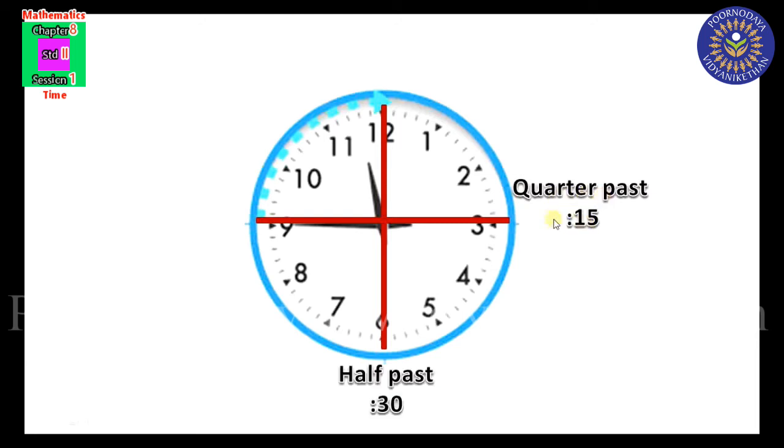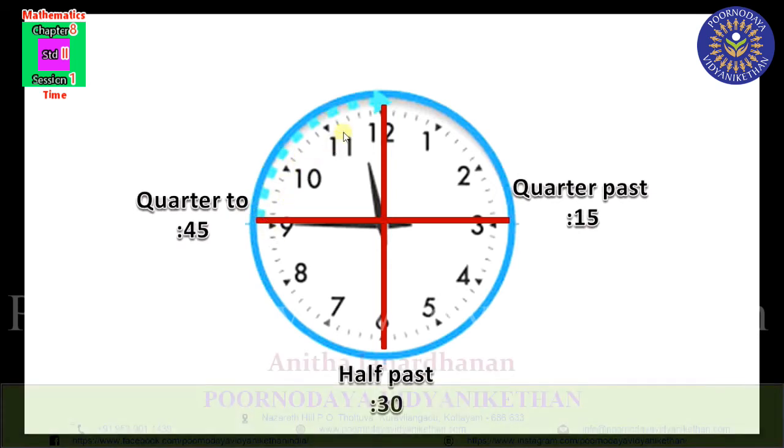Then the first half. 6 into 5, 30 minutes. So, the first half means 30 minutes. That 30 minutes is known as half past. Clear? Then next, 45 minutes. Then the minute hand is at 9. 45 minutes is known as quarter to. Quarter to. That means 1 quarter left to the next hour.